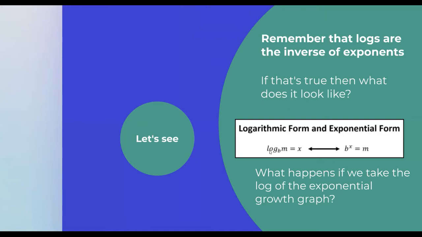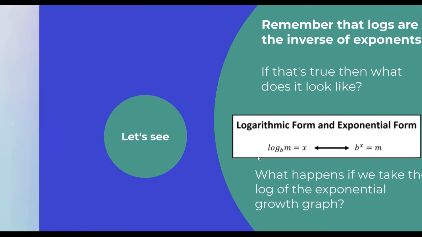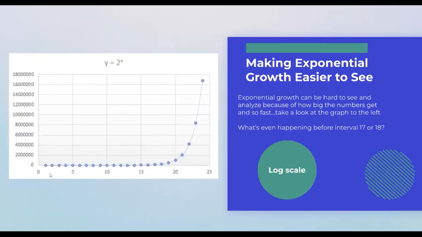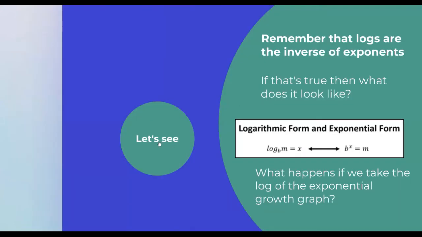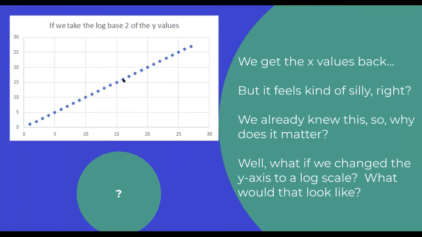So in logarithmic form, you have log base b of m equals x, and in exponential form, you have b to the x equals m. You can see where these numbers kind of go. If we go back here and look at this graph, and we took the log base 2 of all of these numbers, then you'd end up seeing a straight line, because we get the x values back and we get a 1-to-1 correlation. It's not really that big of a deal. There's no revelation here. It's just to prove that those are inverse functions.